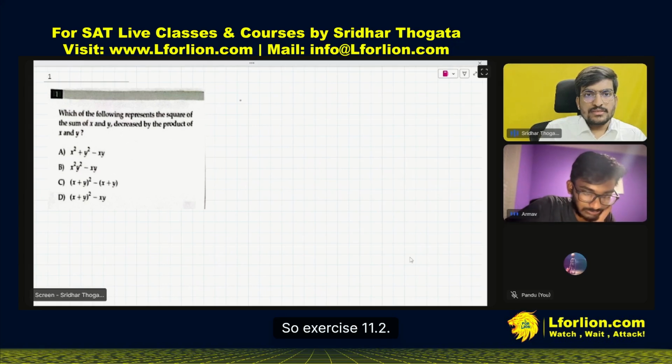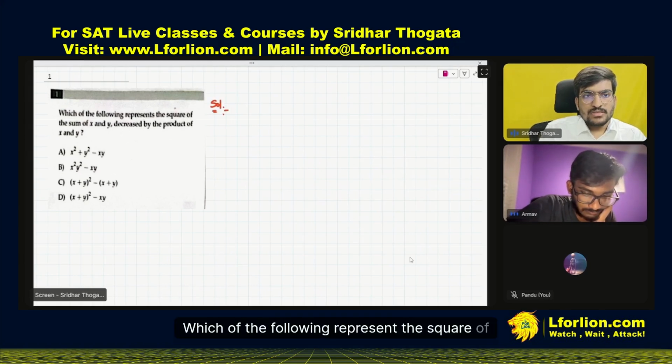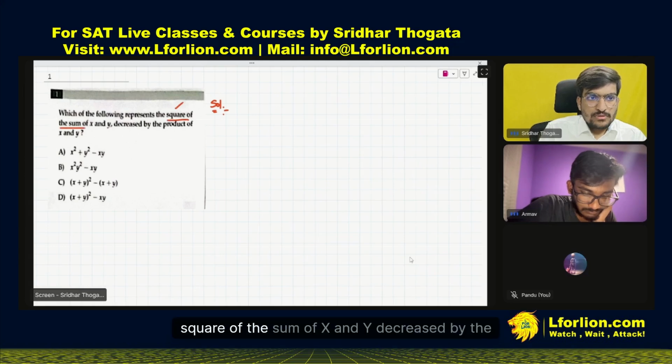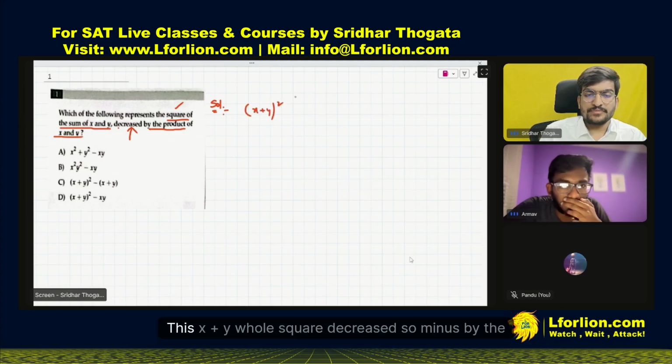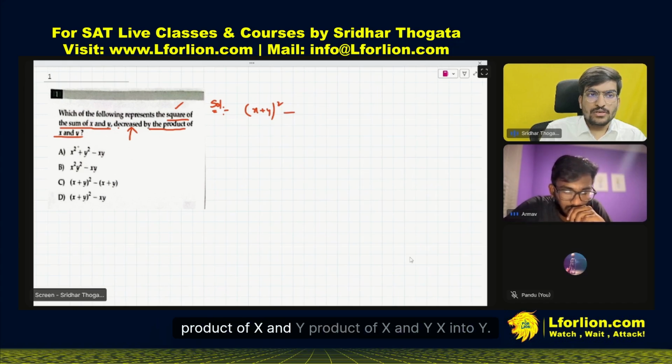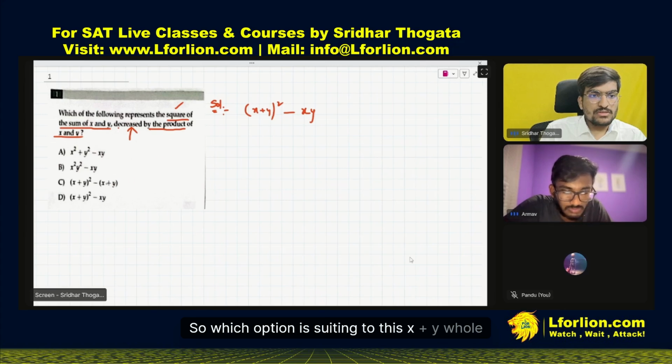So exercise 11.2, question number 1. Which of the following represent the square of the sum of x and y decreased by the product of x and y? So what is the square of the sum of x and y? Sum of x and y squared is (x plus y) whole squared, decreased, so minus, by the product of x and y. Product of x and y, x into y. So which option is suiting to this? (x plus y) whole squared minus xy, which is option D.